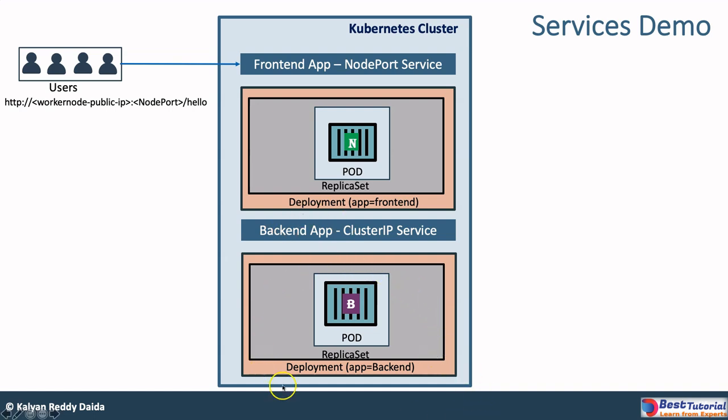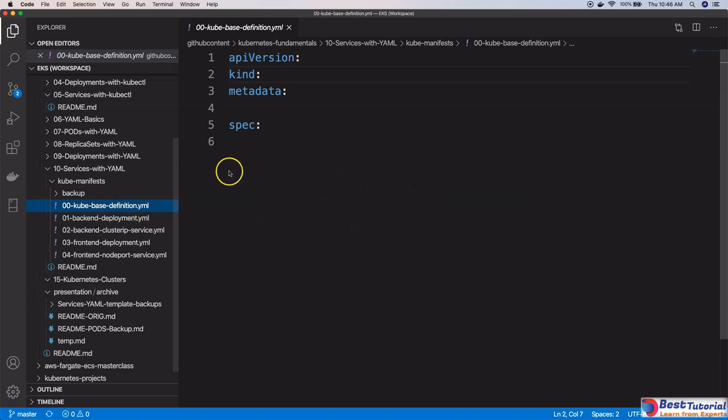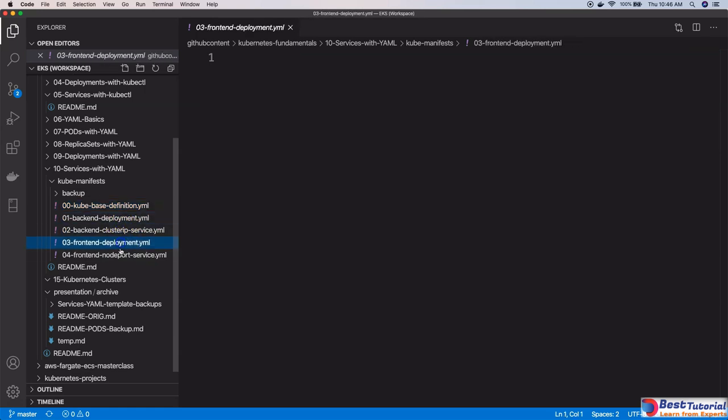So we are going to create a backend deployment and then backend ClusterIP service, and then we are also going to create manifests for front-end deployment and then front-end NodePort service, and then all in all we'll go ahead and deploy and then test it. So let's start with writing our backend deployment template. As usual, we have 00 base definition, backend deployment, backend ClusterIP service, front-end deployment, front-end NodePort service. All are empty. We are going to write them now.